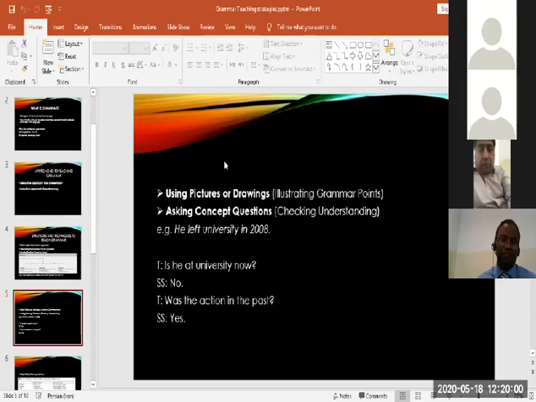Actually, the point here in this sentence is to introduce the irregular verb form left. So the concept questions can be something like this. The teacher asks, is he at university now? The reply is no by the students. Another question, was the action in the past? The students say yes. So normally in concept questions, we are asking yes or no questions, because concept questions actually occur with lower level proficiency learners. So that is the other strategy.